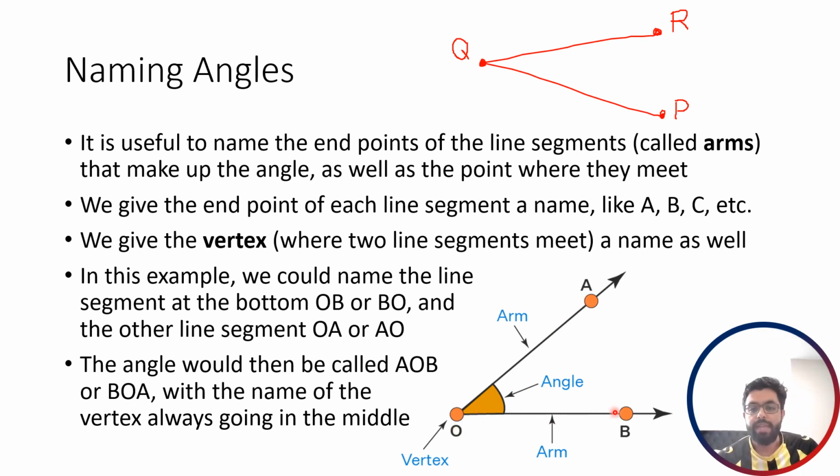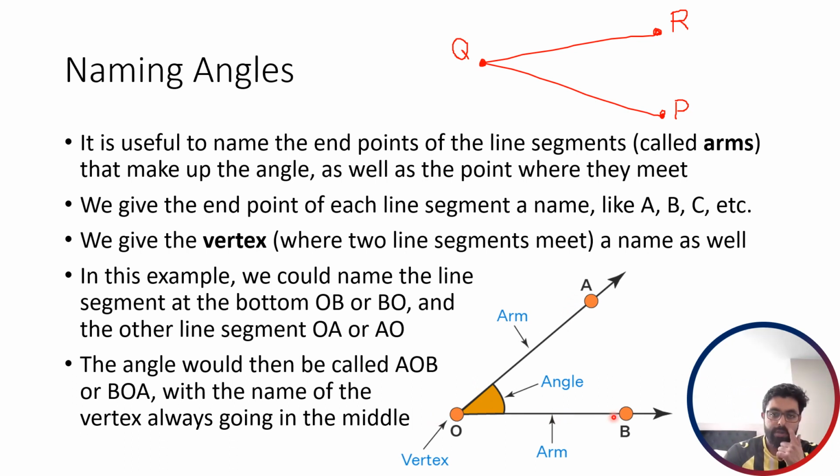And then the way that we name the angle in between is we start with one of the line segments at the endpoint that's away from the angle, so for instance, this A, then we name the vertex, then we name the other endpoint of the other line segment. So if we're talking about this angle in here, this would be angle AOB or angle BOA. It doesn't really matter because it's going to look the same either way.